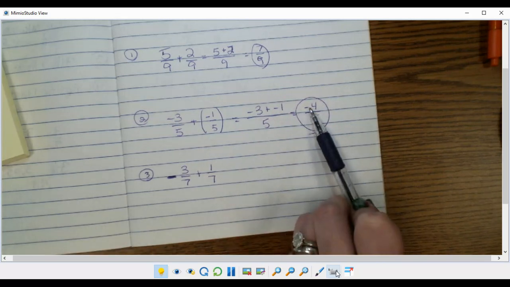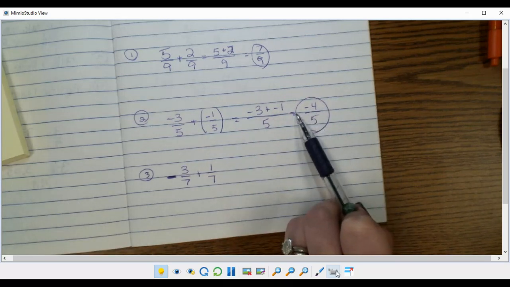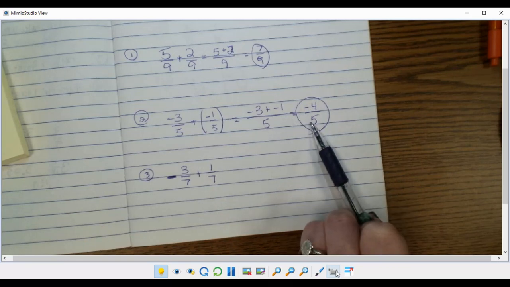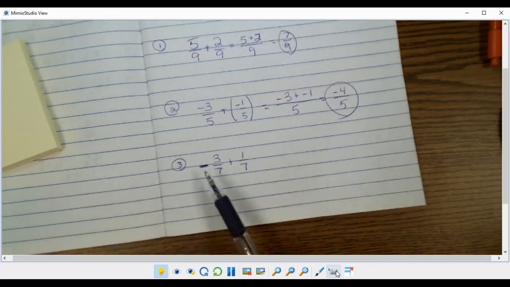Remember also that negative could go up top, it could go in the middle, or it could go on the bottom. If you're putting it in the middle, and I'll show you on this one, be sure that you're leaving space so that it is clearly a negative sign and doesn't look like it blends in with the fraction bar.